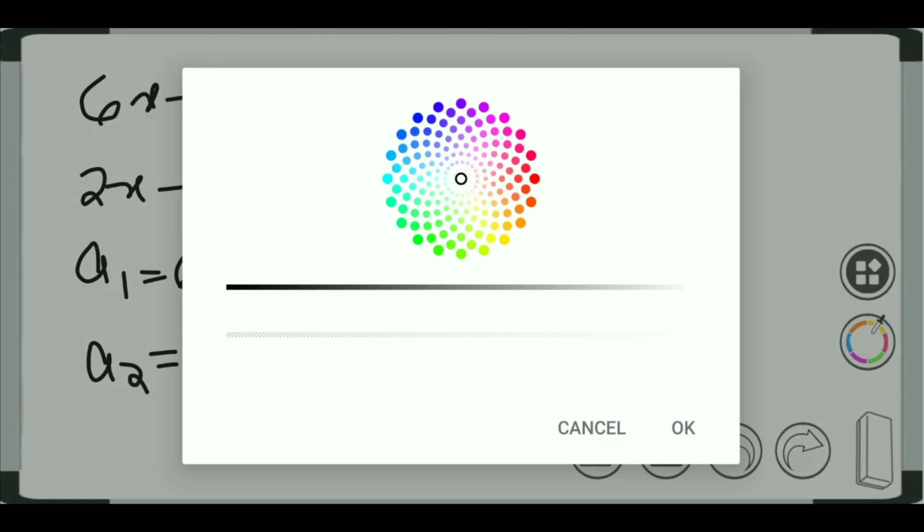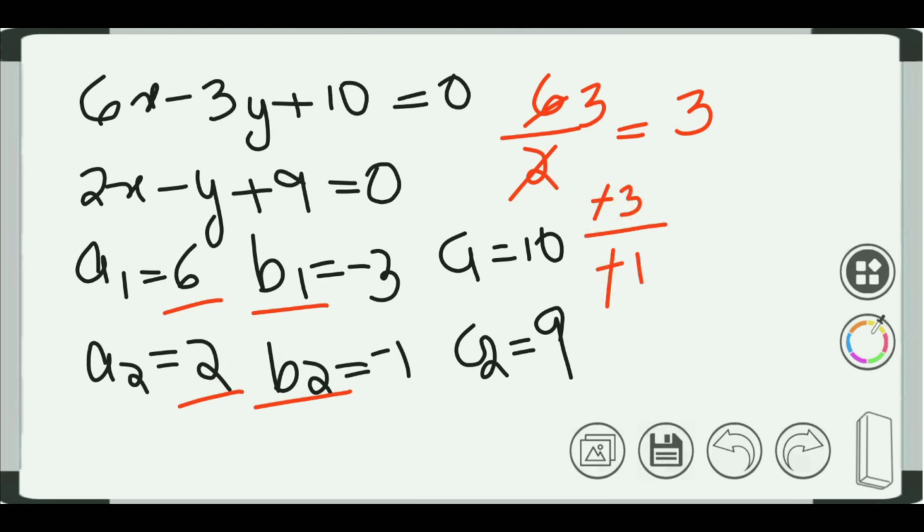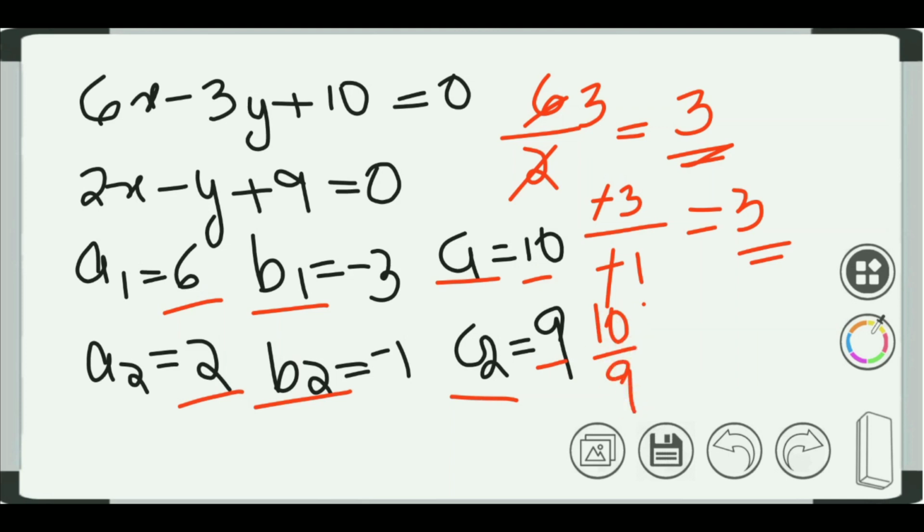What is a1 by a2? 6 by 2. You can simplify. 6 by 2 is 3. Now what is b1 by b2? Minus 3 divided by minus 1. Minus minus got cancelled. 3 by 1, you can write 3. Is it equal? Now you will check c1 by c2. 10 by 9. Can you simplify? No. Is it equal? What is the conclusion? a1 by a2 is equal to b1 by b2 but not equal to c1 by c2. It's not equal to c1 by c2.